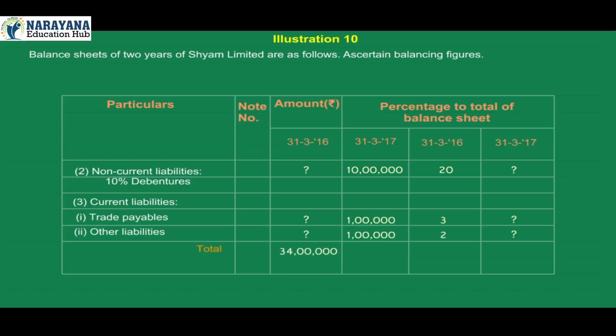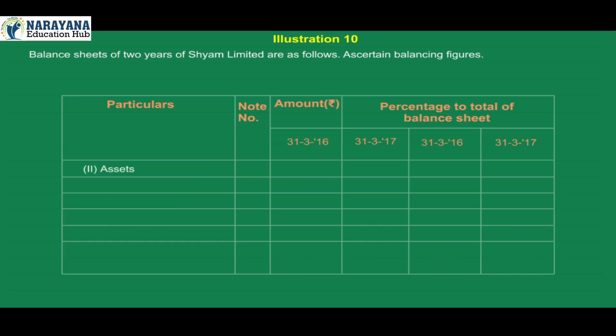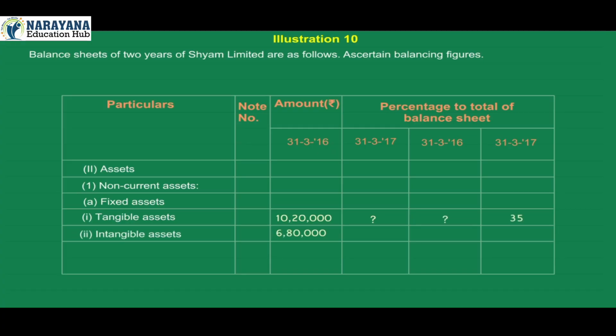Total 34 lakh, 50 lakh, 100, 100. Number 2. Assets. 1. Non-current assets. A. Fixed assets. 1. Tangible assets. 10 lakh 20,000, question mark, question mark, 35. 2. Intangible assets. 6 lakh 80,000, question mark, question mark, 30. B. Non-current investments. 8 lakh 50,000, question mark, question mark, 22.